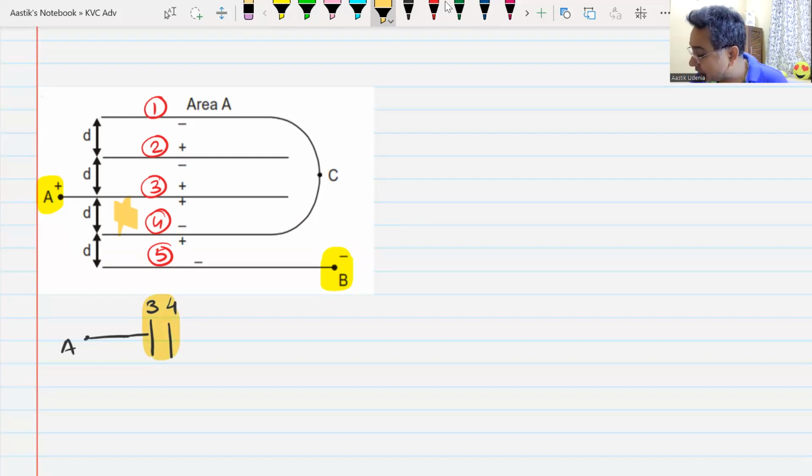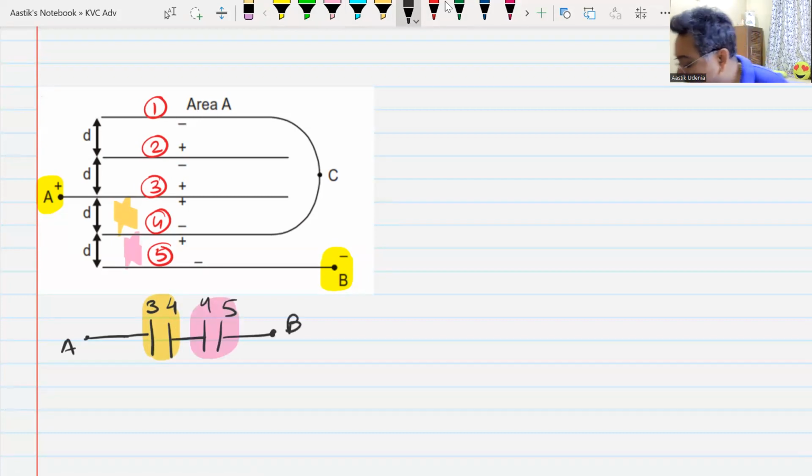Now 4 and 5 also make this pink capacitor. So let me make this pink capacitor. 4 and 5 put together make this pink capacitor, and I see this is connected to point B. So I'm done with 2. I have to make the other 2. Let me make the other 2.